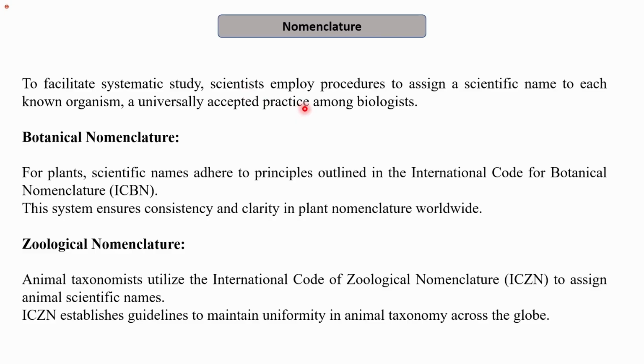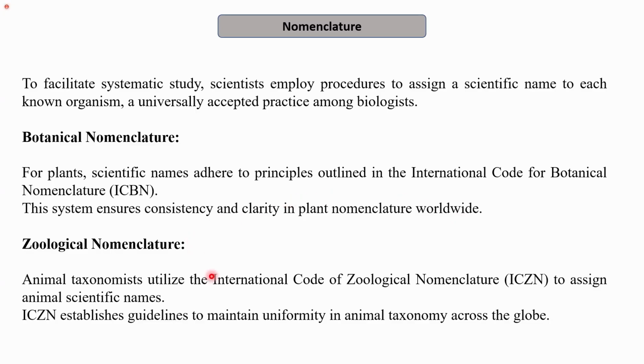There are different nomenclatures, like botanical nomenclature and zoological nomenclature. Botanical nomenclature is for plants, as the name suggests, and zoological nomenclature is for animals. For plants, scientific names adhere to the principles outlined in the International Code for Botanical Nomenclature, which is ICBN, and this system ensures consistency and clarity in plant nomenclature worldwide. So if I identify a plant, then I have to follow all the rules mentioned in the International Code for Botanical Nomenclature to name that particular organism.